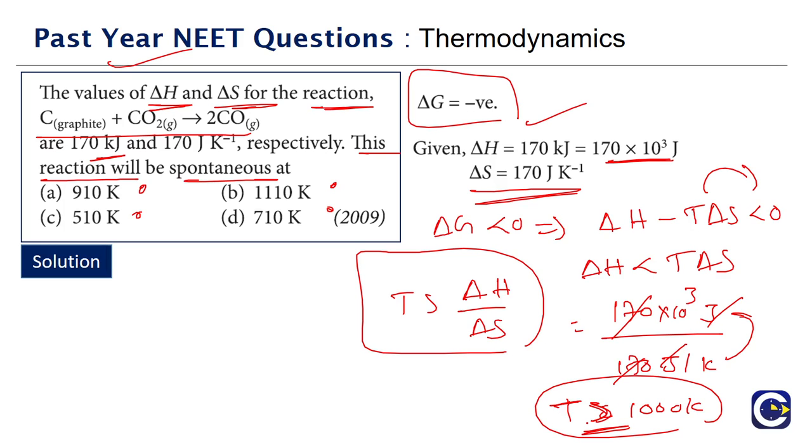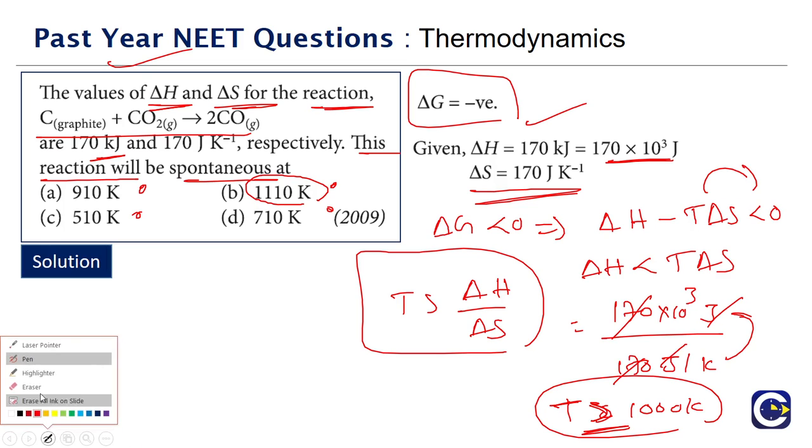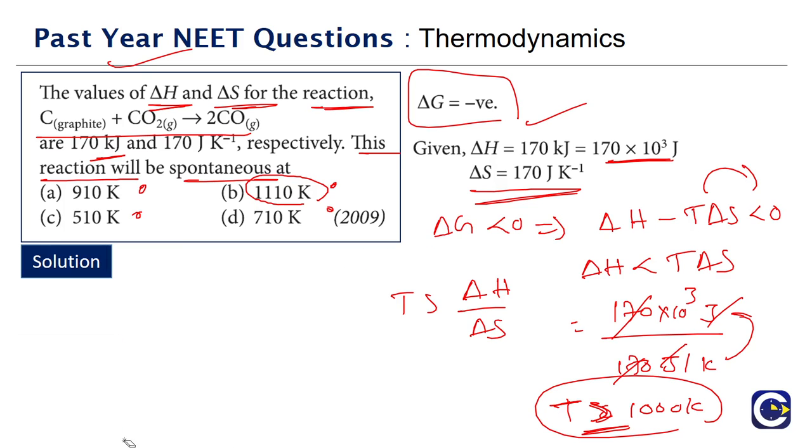Where is that answer? Temperature more than 1000. Among the options, only option B. Look at the other options: option A is 910, option C is 510, option D is 710. In all of these the temperature is less than 1000. Only in option B do we have temperature more than 1000. Okay? So this is how we can answer this particular question.